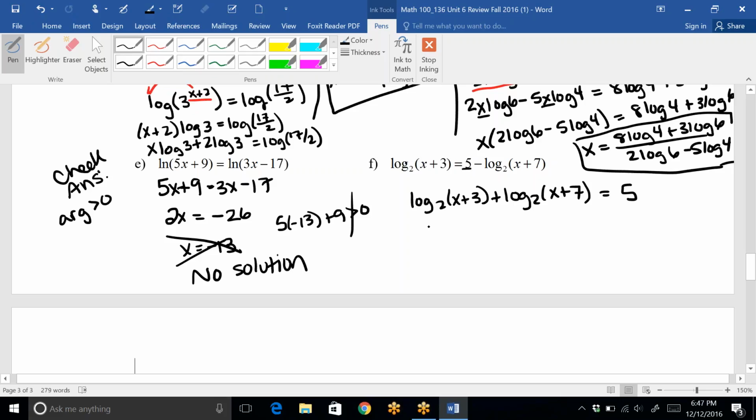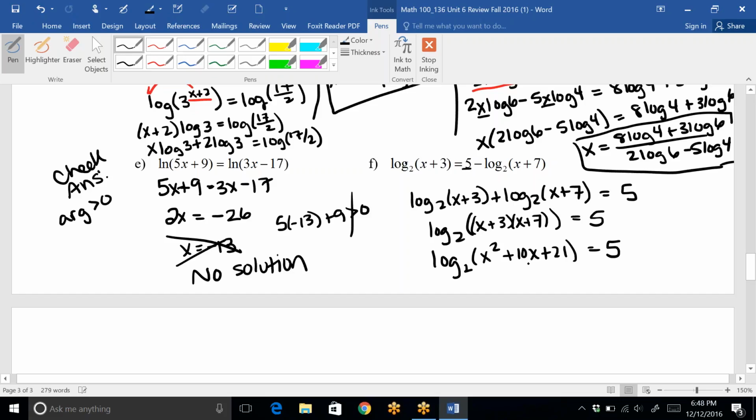So plus turns into times. So we'd have log 2 of x plus 3 times x plus 7. We'll go ahead and work that out. That's log 2 of x squared, a 7x and a 3x would be 10x, and a 3 times 7 is 21.